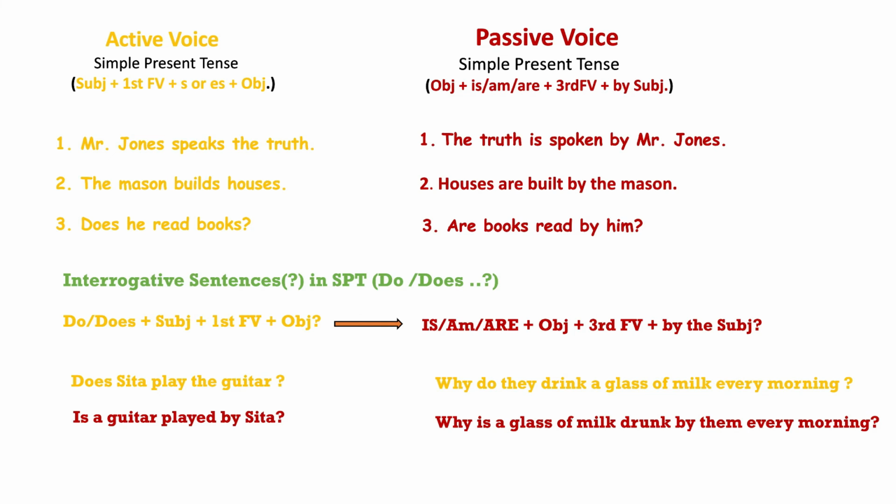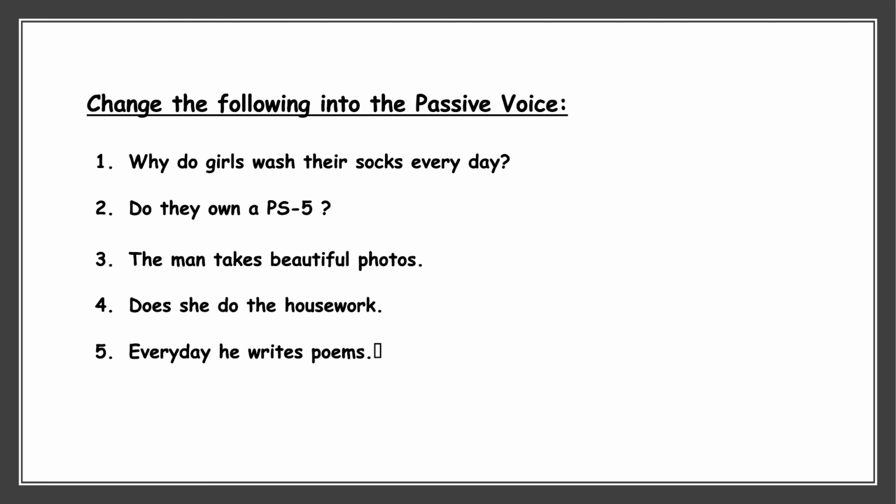Now I think we can go on to our next slide. On our next slide, I have some questions for you to attempt. Question number 1. Why do girls wash their socks every day? It begins with WH words or question words again. When changing it to the passive voice, it will also start with this. Remember, do they own a PS5? The man takes beautiful photos. It's in the plural form. The object is in the plural form.